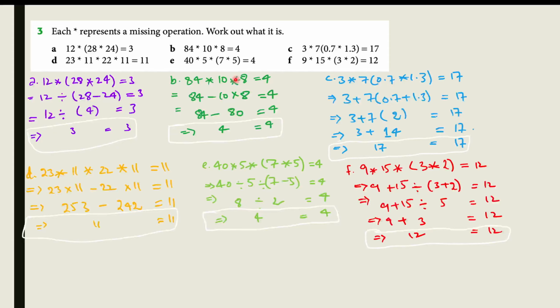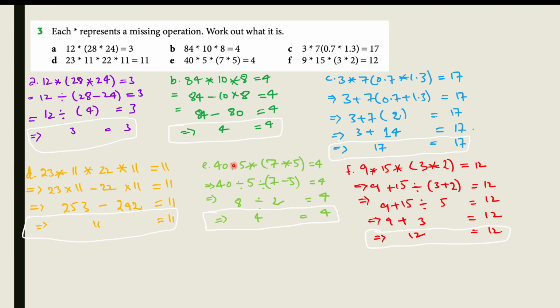None of them, if we added, subtracted, or divided, is going to give us 4 when we operate it with 84. But multiplication, if we do 10 multiplied by 8, it will give us 80, and then 84 minus 80 gives us 4. So it's logical thinking. You have to think, how can I operate in order to make both hand sides equal.